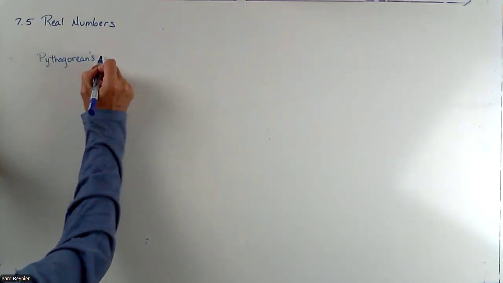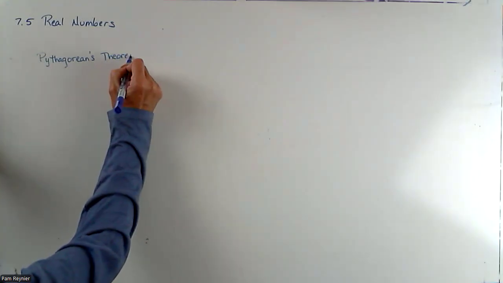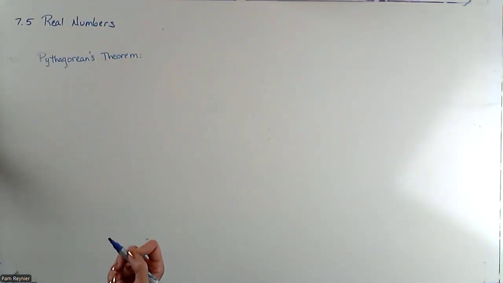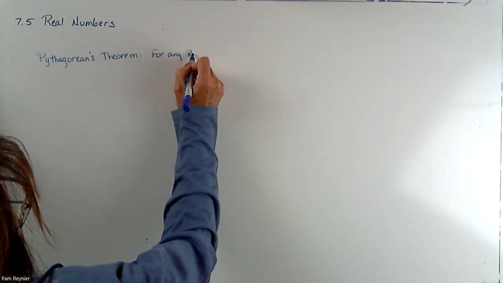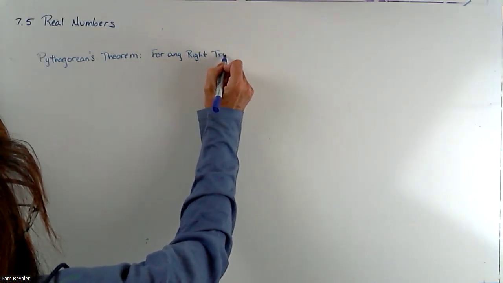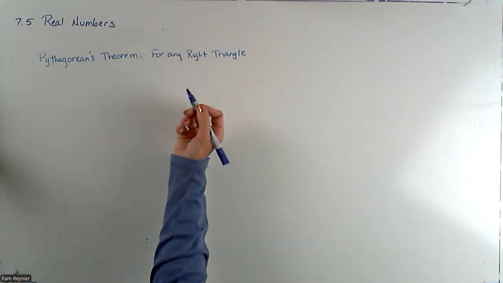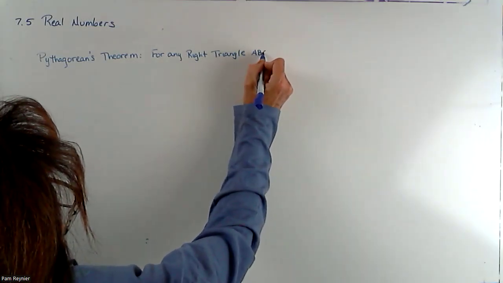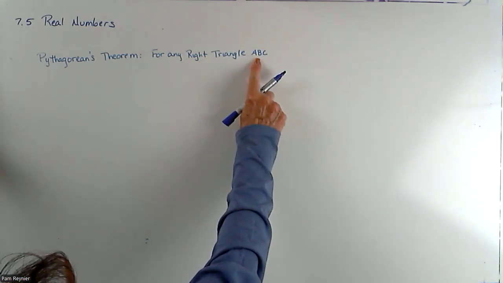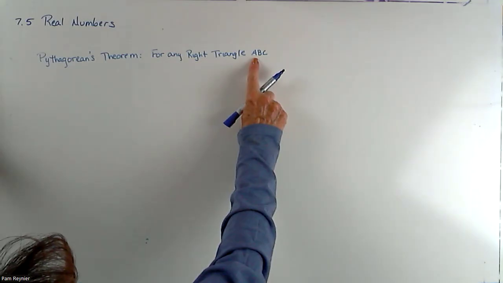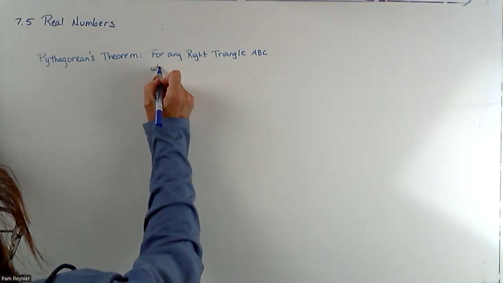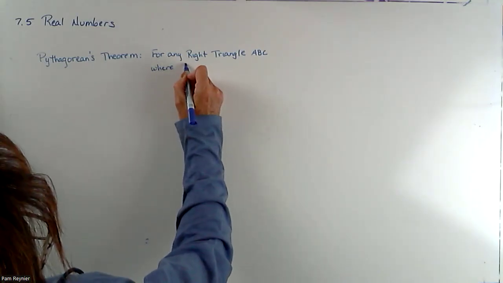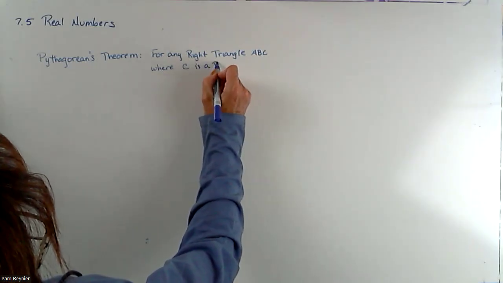Well, Pythagoras noticed that there's a relationship between a right triangle and the sides. So for any right triangle ABC, vertices are capital letters. Line segments are lowercase letters, where C is a right angle, 90 degrees.